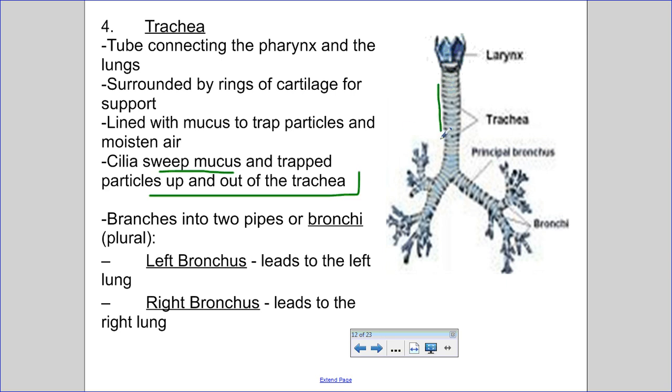Now, as the trachea moves down, it will branch into two pipes, or the bronchi, or the bronchus for the singular. So the left bronchus will lead to the left lung, the right bronchus will lead to the right lung.